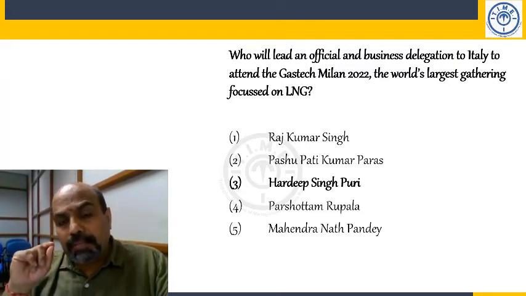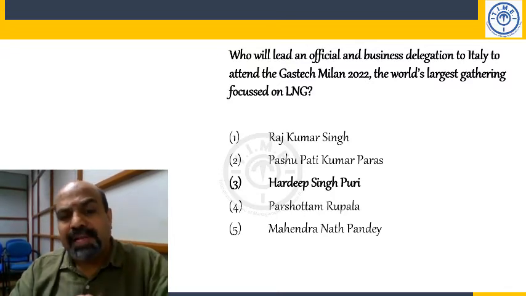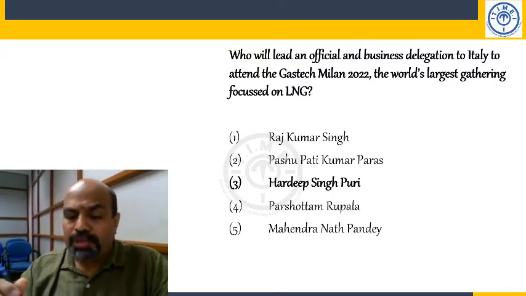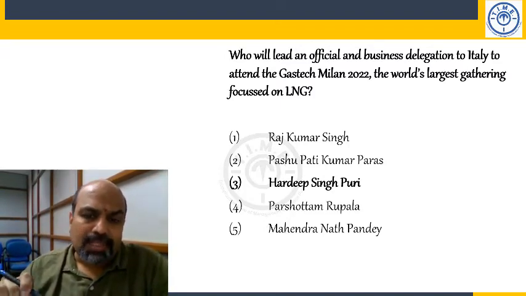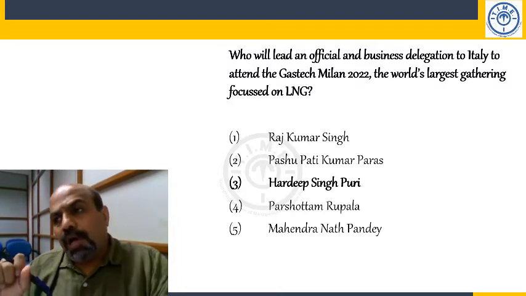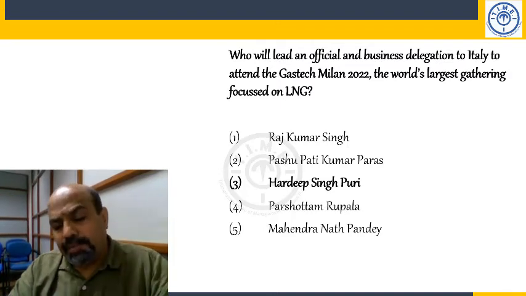One, Petroleum and Natural Gas. Union Minister for Petroleum and Natural Gas. Number 2, Housing and Urban Affairs.